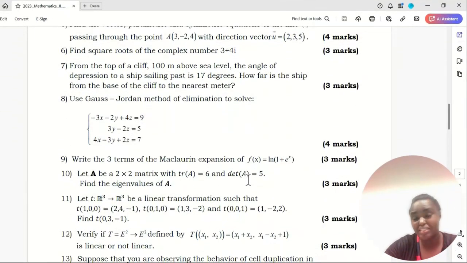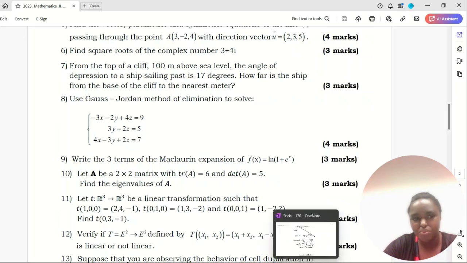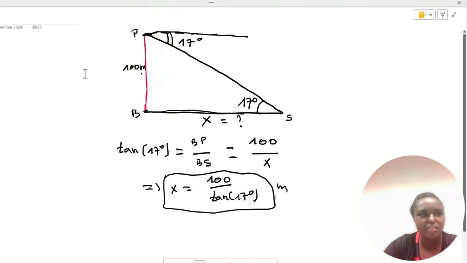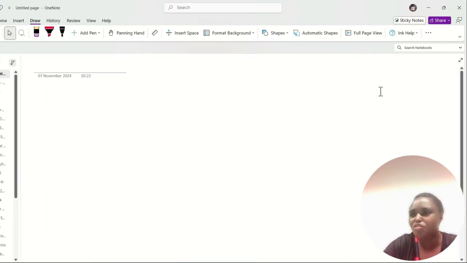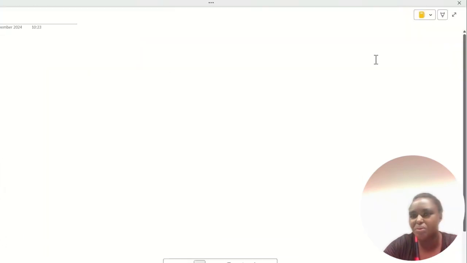Yes, next question number 8. Use the Gauss-Jordan method of elimination to solve this system. We have a system and they want us to solve it using the Gauss-Jordan elimination method. I think you remember how the Gauss-Jordan elimination method works. If you don't remember, it's your time to follow this question and see how we are going to use it.